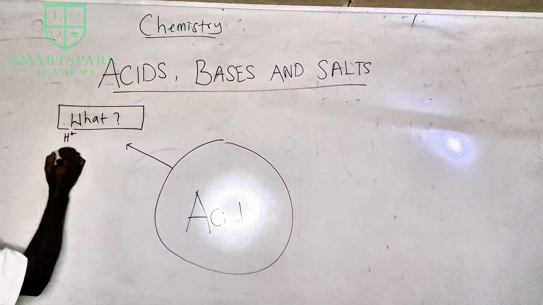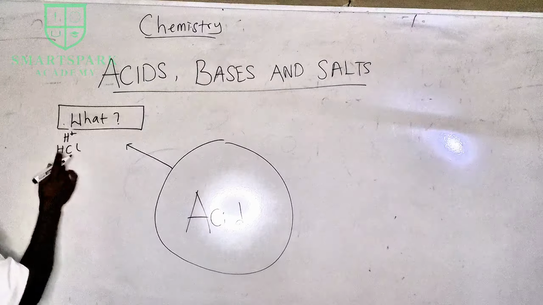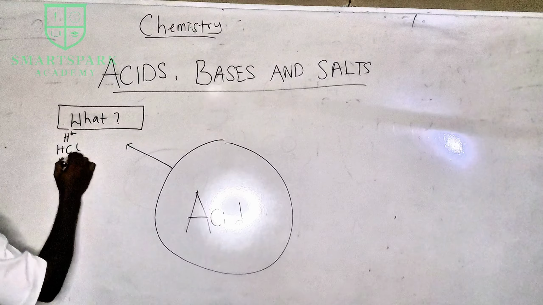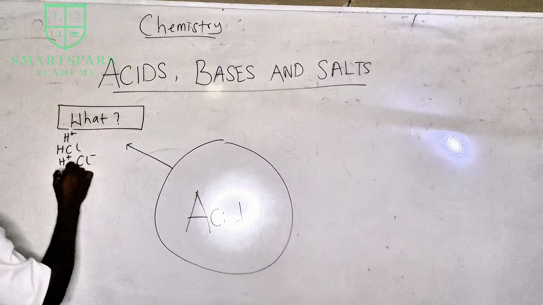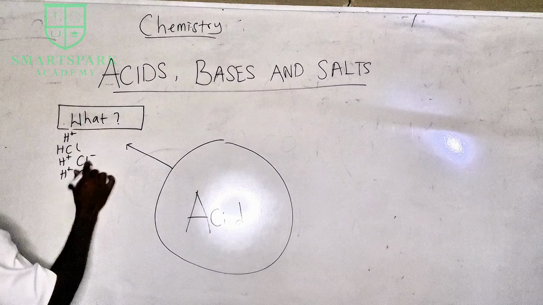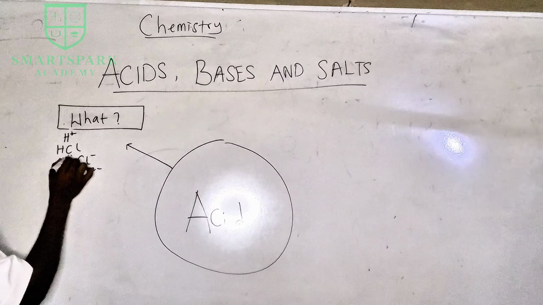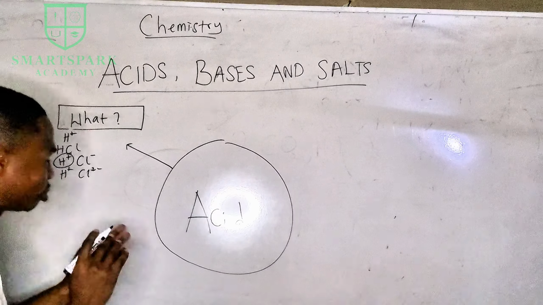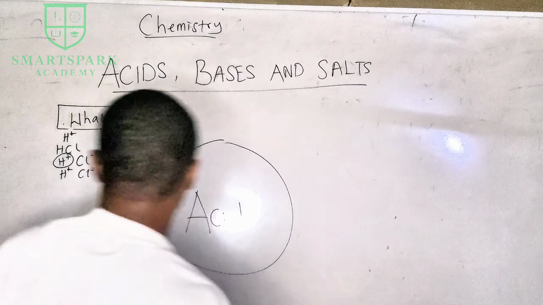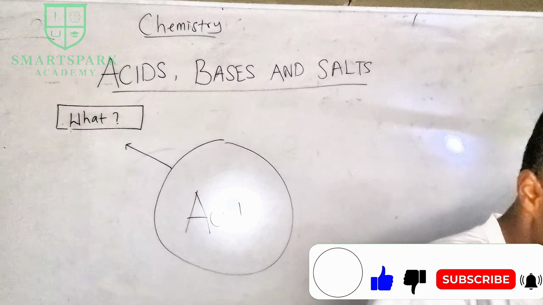Now let's take for instance HCl. When HCl dissolves in water, it will give you H plus and Cl minus. But this is the main thing. The positive ion here is what? H plus. You get it? That's the basic definition of what? An acid.